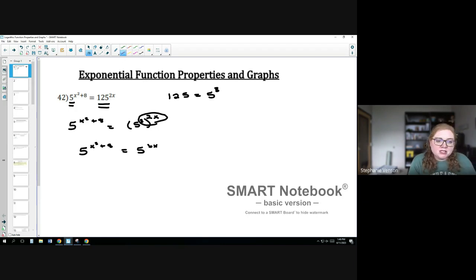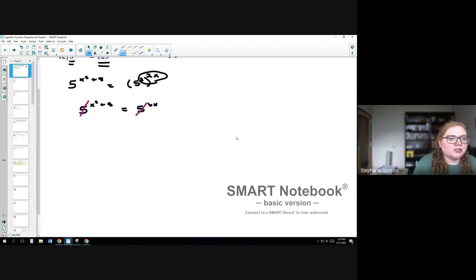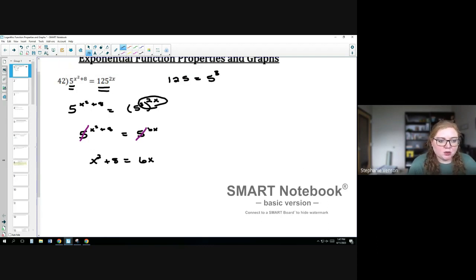And now that my bases are the same, they're both 5, I can drop those bases and I can set the powers equal. So the power on the left is x squared plus 8, and that is equal to the power on the right, which is 6x. And immediately I recognize that as an equation that we have learned how to solve before. That specifically is a quadratic equation.